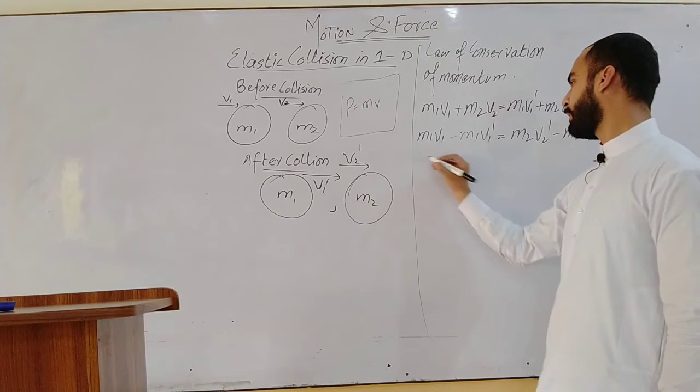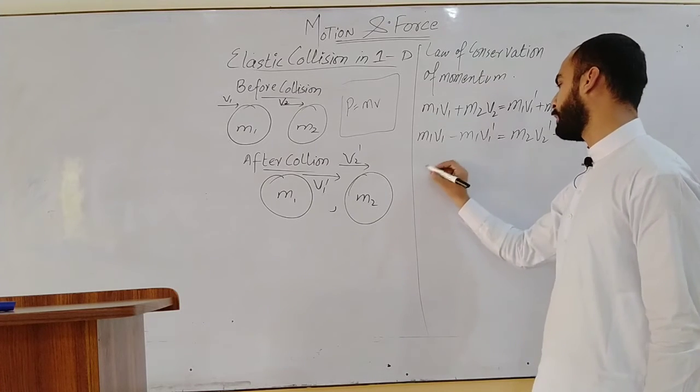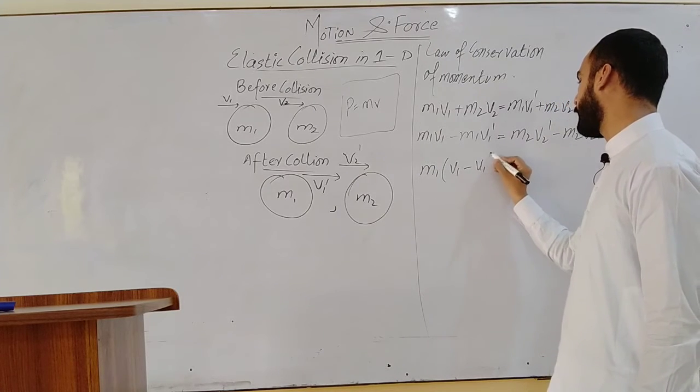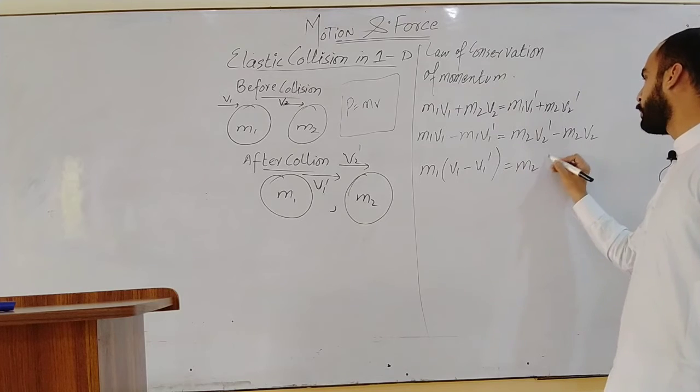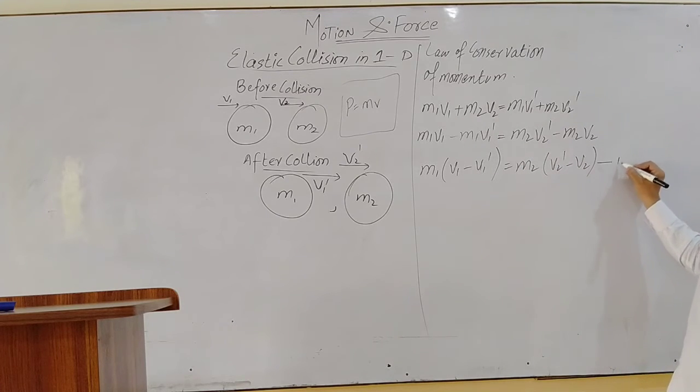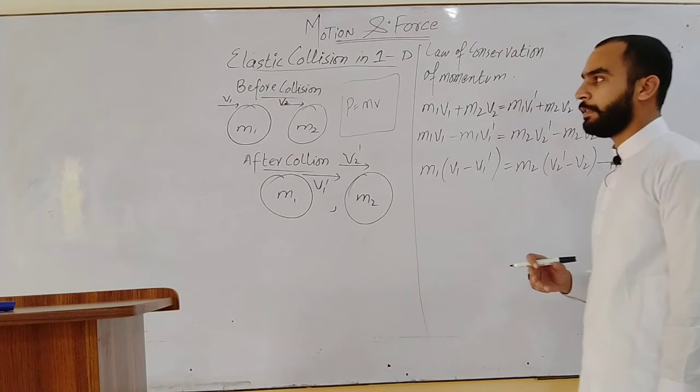By taking common from these two sides, we can say that m1 into (v1 minus v1 prime) is equal to m2 into (v2 prime minus v2). By naming this equation, we can say that this is equation number 1. Now we are going towards the law of conservation of kinetic energy.